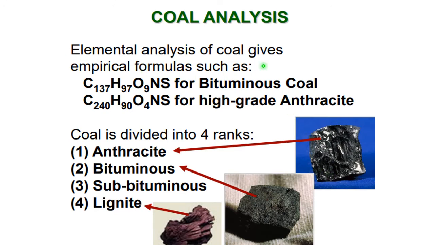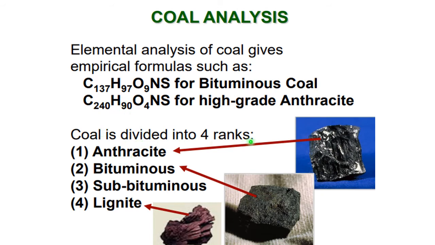When you do coal analysis and try to assign a chemical formula, you'll have something like C100 something, hydrogen almost 100. So the ratio of carbon to hydrogen is almost 1 to 1. There are also oxygen, nitrogen, and sulfur atoms, usually in bituminous coal. In high-grade anthracite, there is less hydrogen, so the ratio of carbon to hydrogen is 2.5 to 1.